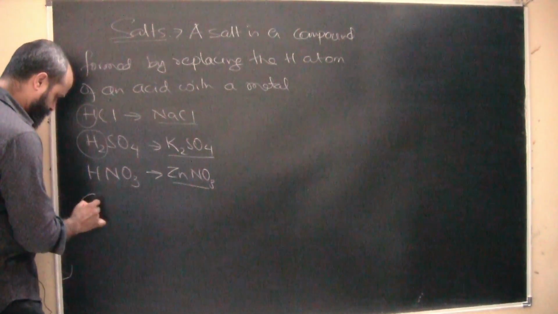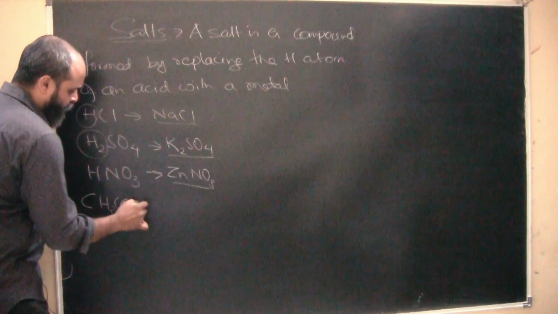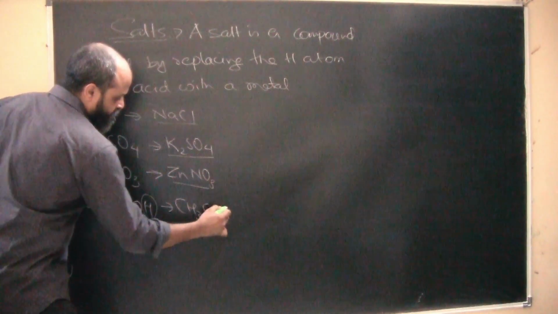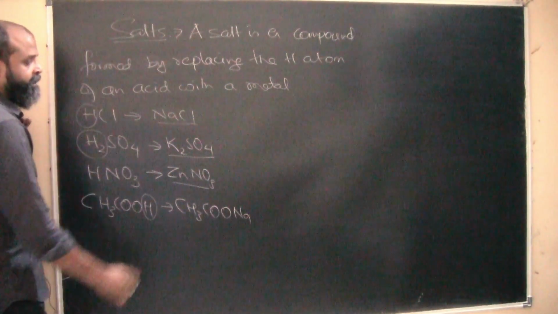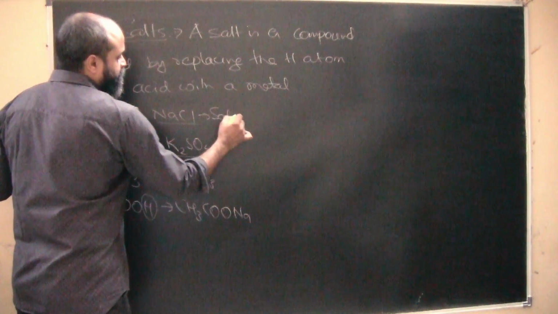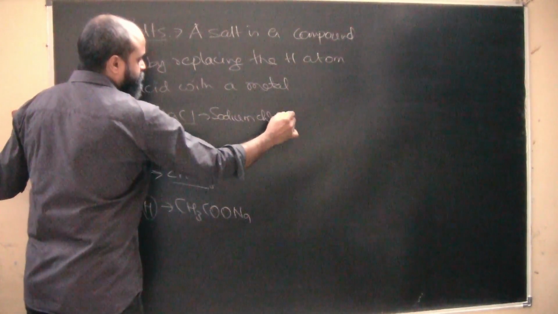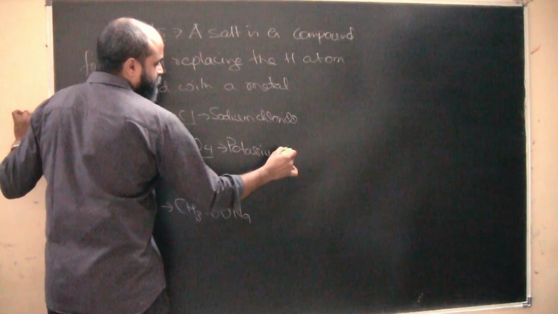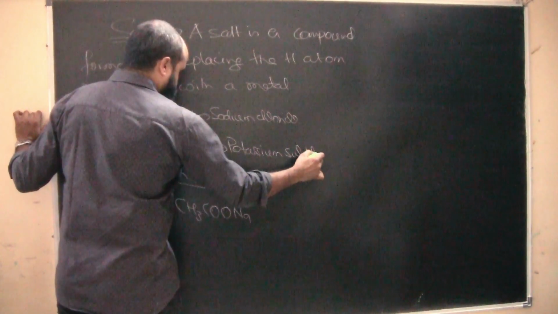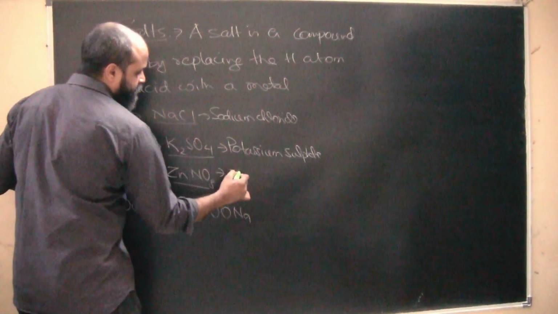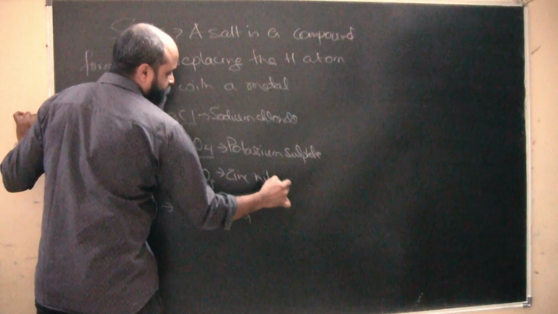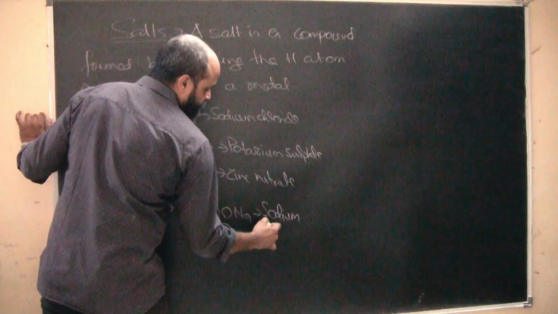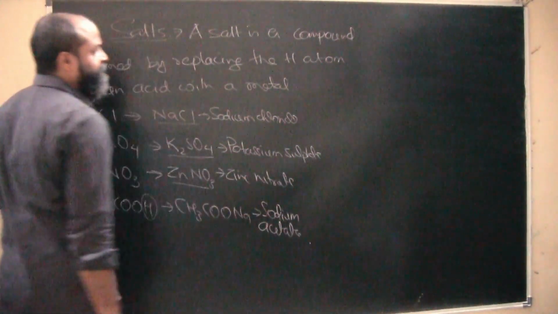Let's take a weak acid, CH3COOH. When we replace this hydrogen by sodium, this becomes sodium acetate. This is a salt, sodium chloride. This is also a salt, potassium sulfate. And this is a salt, zinc nitrate. This is a salt, sodium acetate. So these are basically salts.